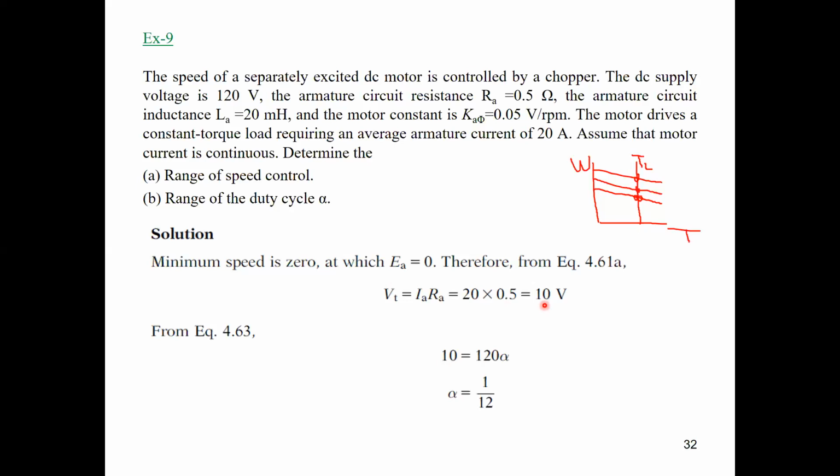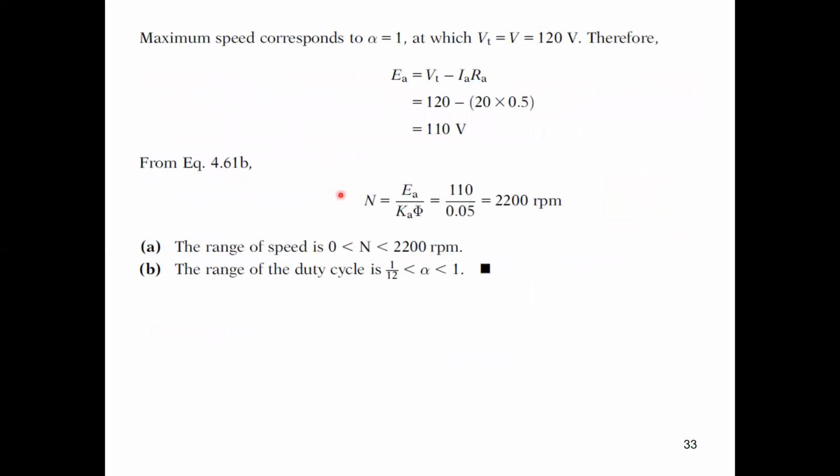So what will be the duty cycle or alpha in this case? Simply, we need to divide the 10 volt by the input voltage, which is 120, to get the value of alpha. We know the relation V out equals alpha V input. So alpha to get zero speed equals 1 divided by 12. This is the ratio for minimum speed.